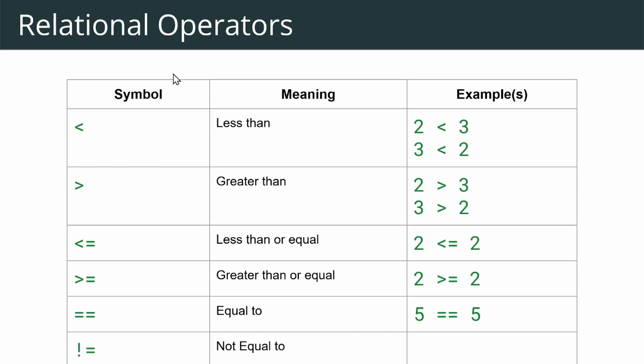First, let's get this down. These are relational operators. You can think of them as like math symbols. Last week we used the addition operator, subtraction, multiplication, division. But today these are kind of the same operators, but they're going to yield a different result. They're going to yield something called a boolean. A boolean is true or false.